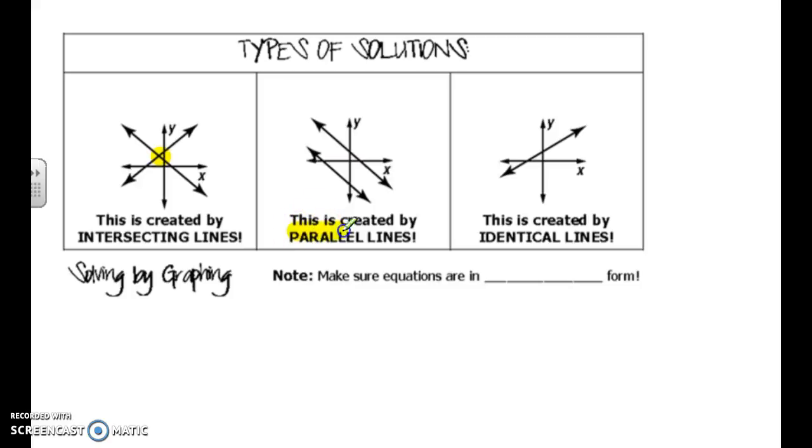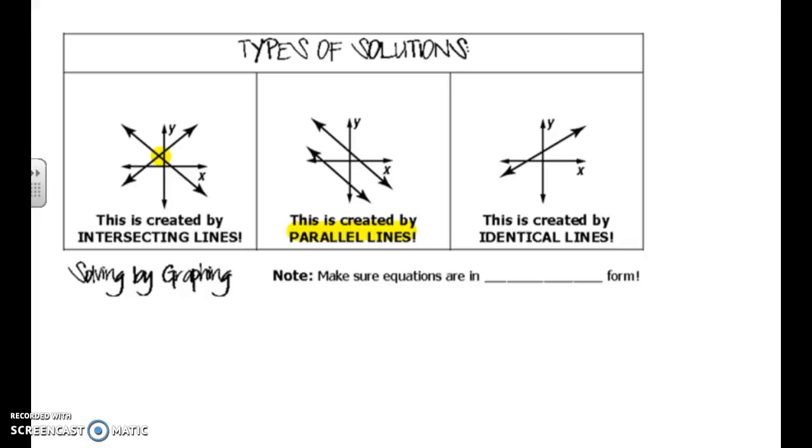These two right here, when the lines are parallel, if the roads are never going to run into each other, the lines never cross each other. So there's 0 points of intersection. And then the third one is when the lines actually are the same line. So we need to write down a few more things about these.